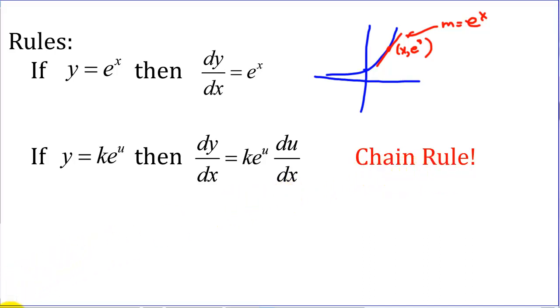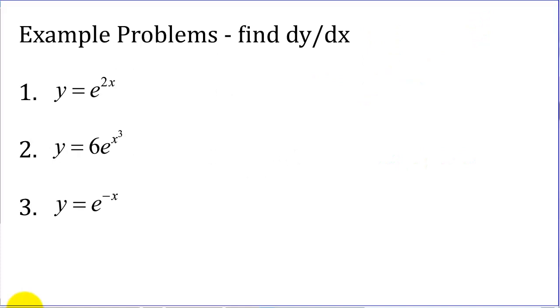So let's go through a couple examples of finding derivatives. So in this case, our u is 2x. So our derivative here, dy/dx, will be e to the u times the derivative of u, which would be 2, or we would write that as 2e to the 2x.